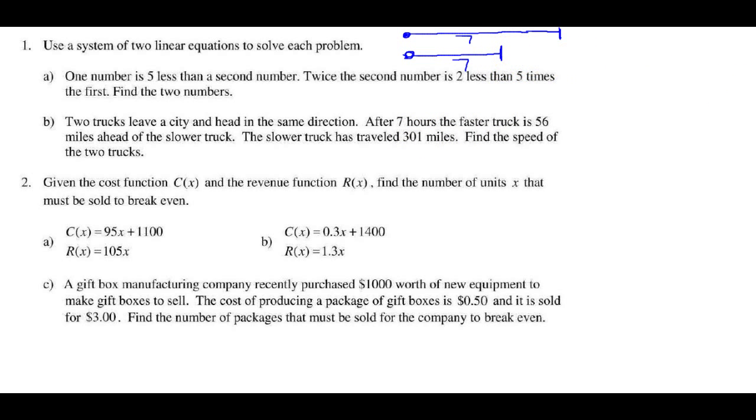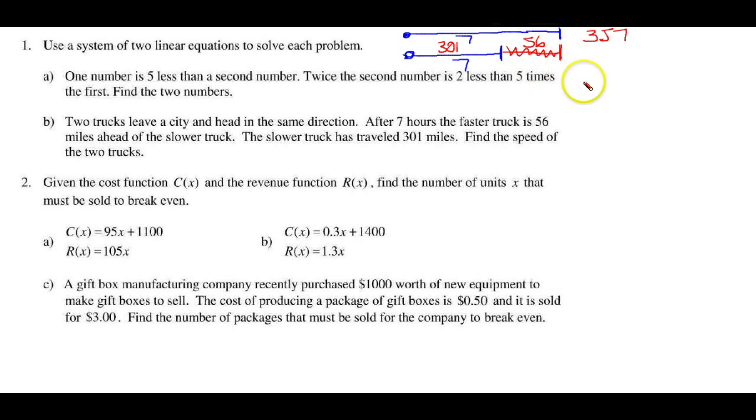So we could do it this way. If they were equal distance, this would be 56 miles more. And we know this is 301. So actually we know the distance that the faster truck went. It went 357. My 5s don't come out very well here. While the slower truck only went this. This is just to indicate the difference between them.